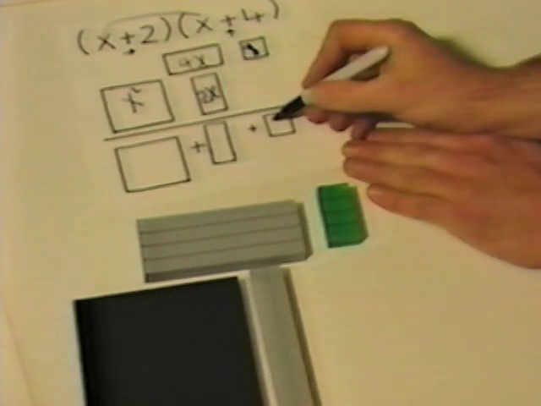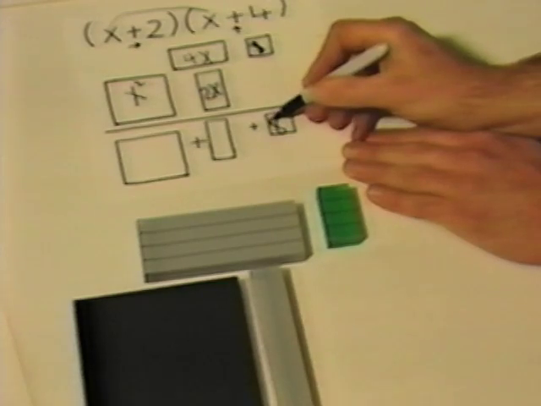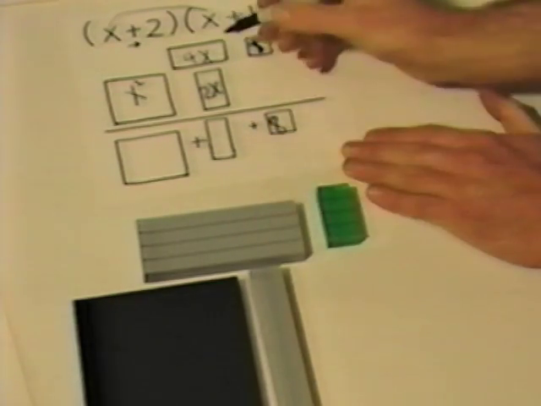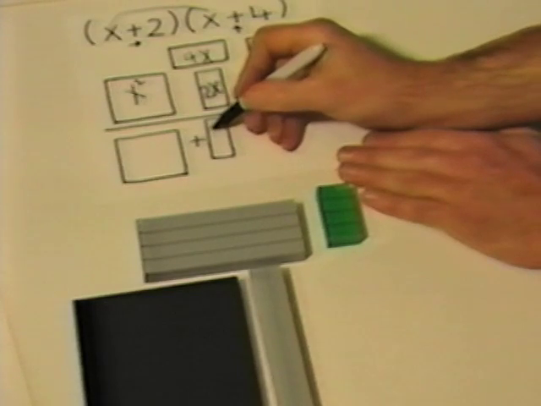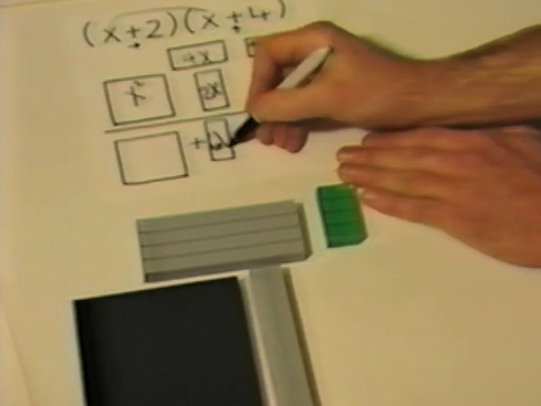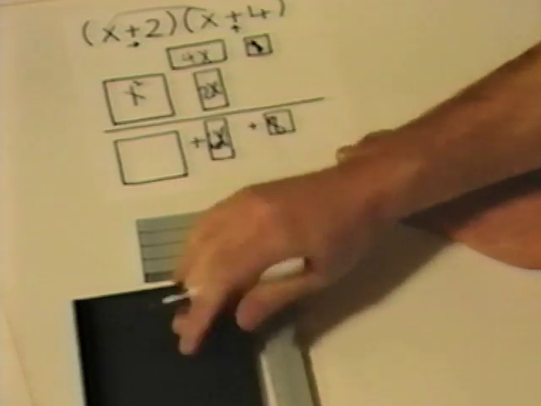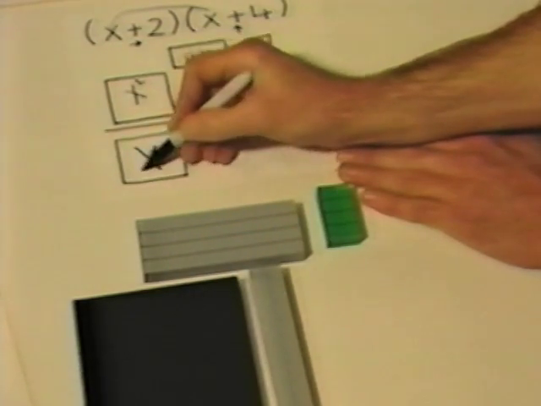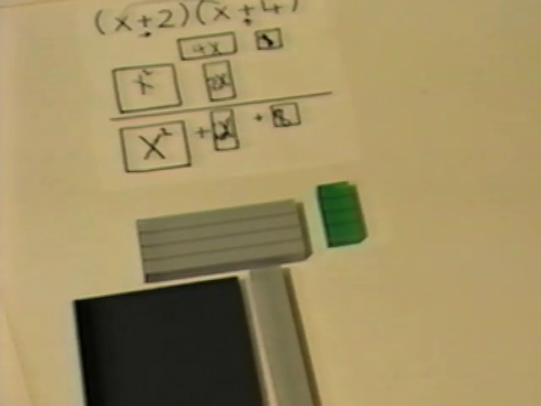Our total number of units is 8. Our total number of x's is 4 plus 2, or 6x's. And we have 1x squared. At this point, doing the problems becomes a very easy matter if we are gaining more and more efficiency with our multiplication facts.